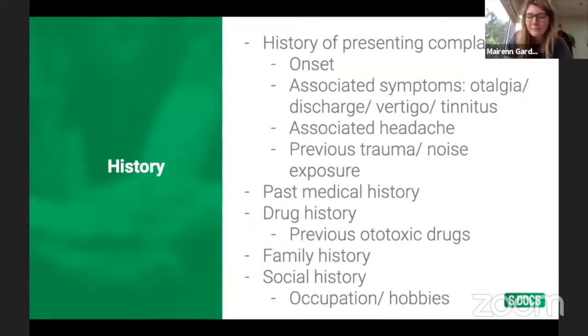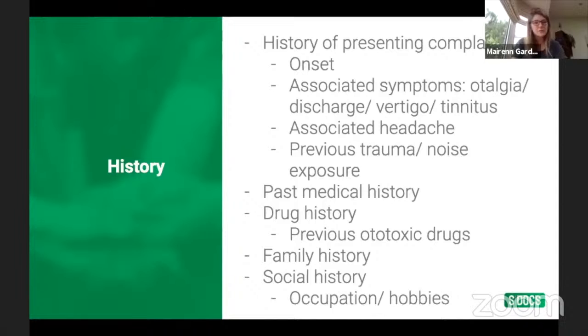So if a patient comes to you presenting with hearing loss, you go over your normal history that you'd take with any patient. So start with the history of presenting complaint. Discuss the onset of their hearing loss. Some might have a very sudden onset, whereas some is more gradual. For example, old age hearing loss is more gradual, whereas sudden onset sensorineural hearing loss is quite sudden.